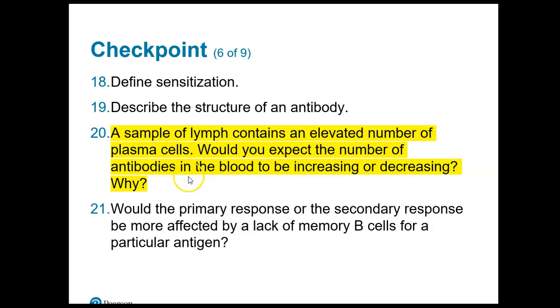So checkpoint question 20. A sample of lymph contains an elevated number of plasma cells. Would you expect the number of antibodies in the blood to be increasing or decreasing, and why? So we would expect the antibodies to be increasing because plasma cells produce antibodies.